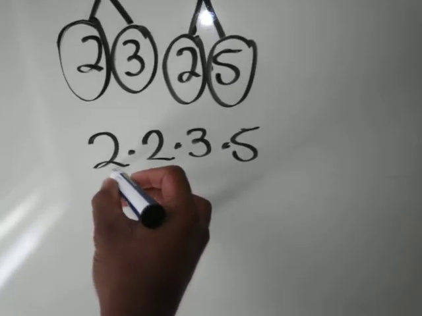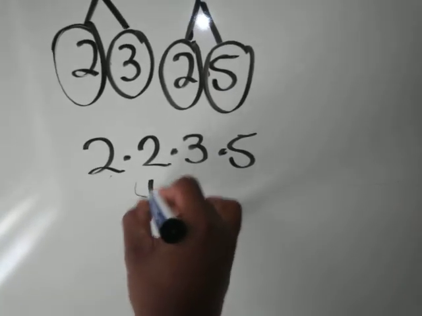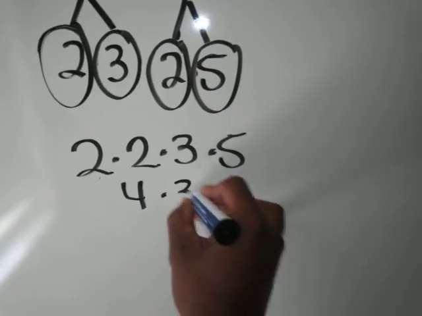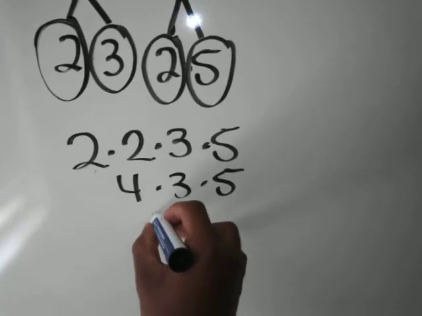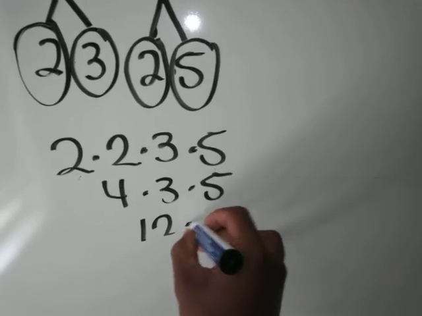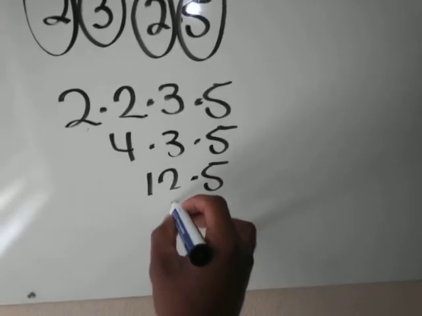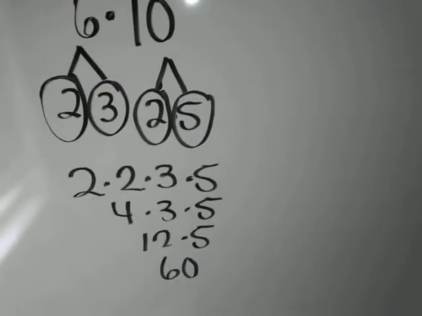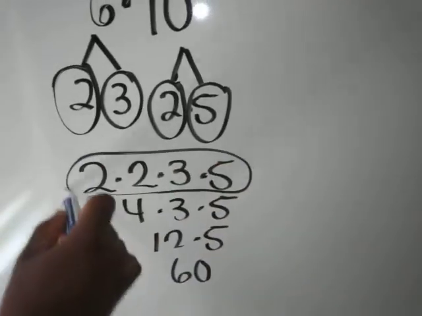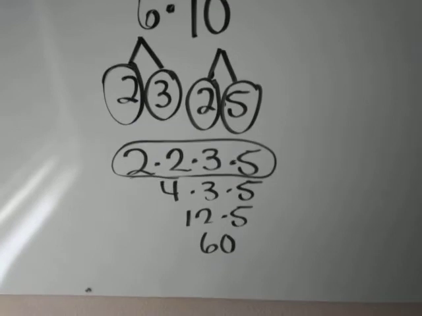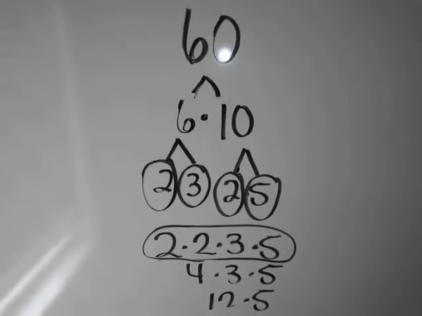All right, so let's just do this. 2 times 2 is 4, times 3 times 5. So 4 times 3 is 12. And 12 times 5 does give us a product of 60. So our prime factorization, which is here, is correct for the number 60.